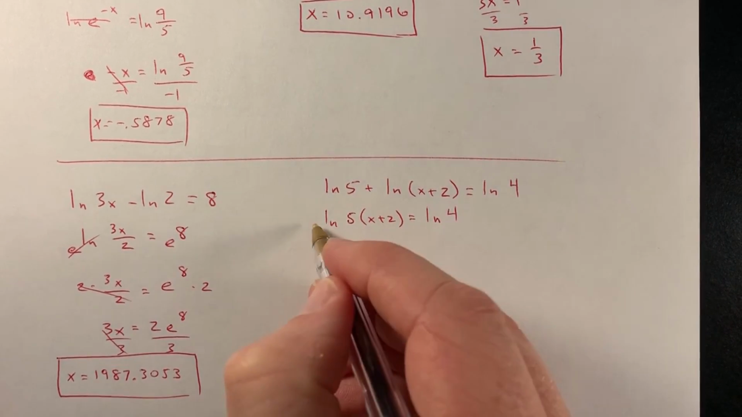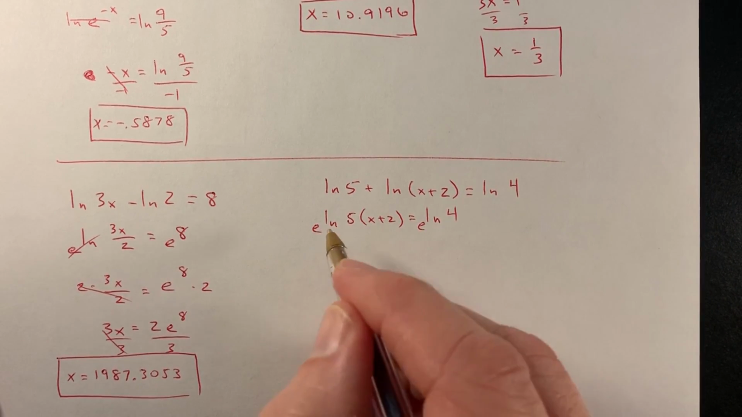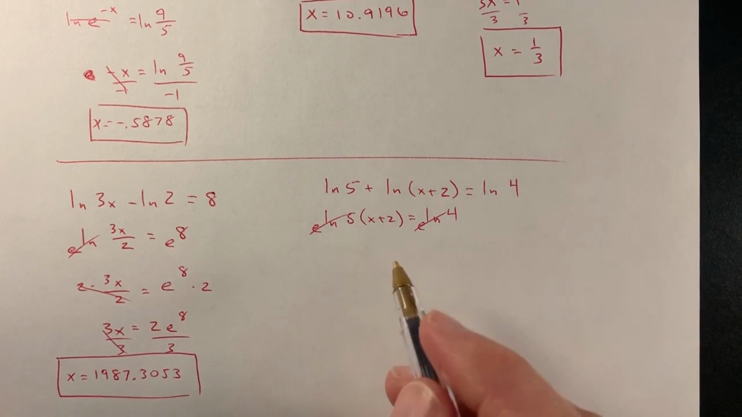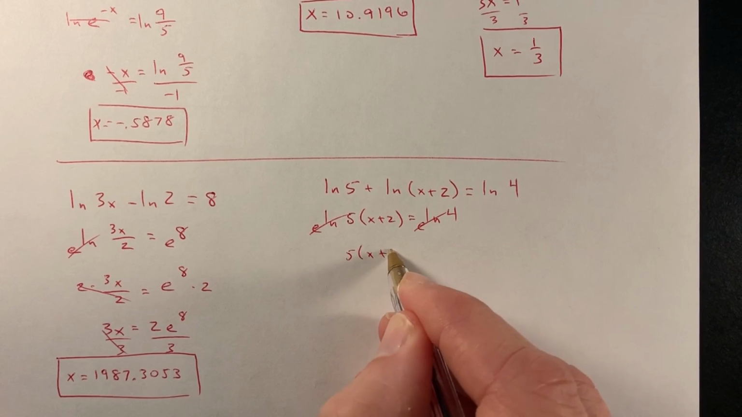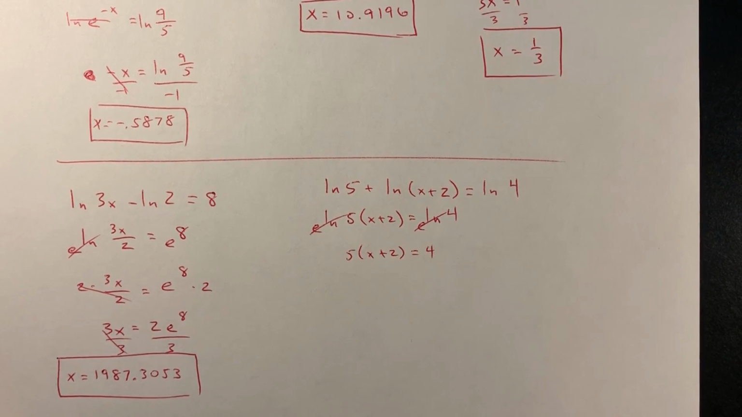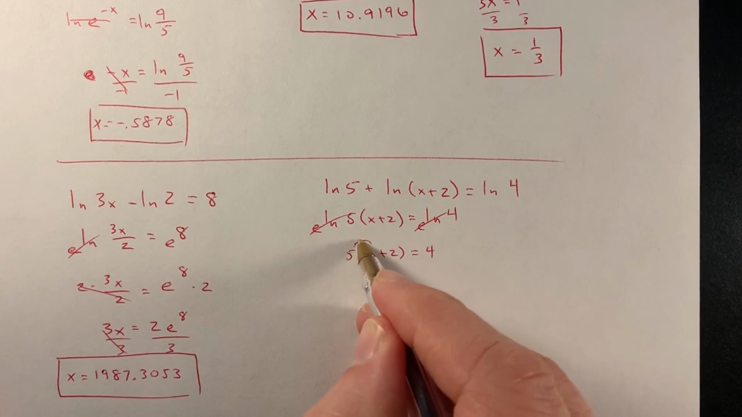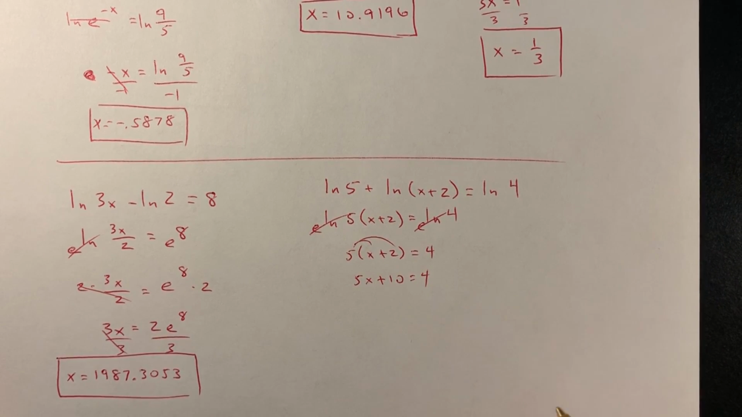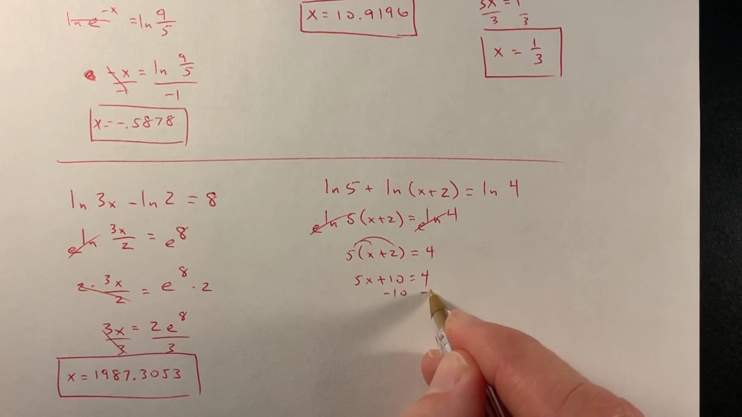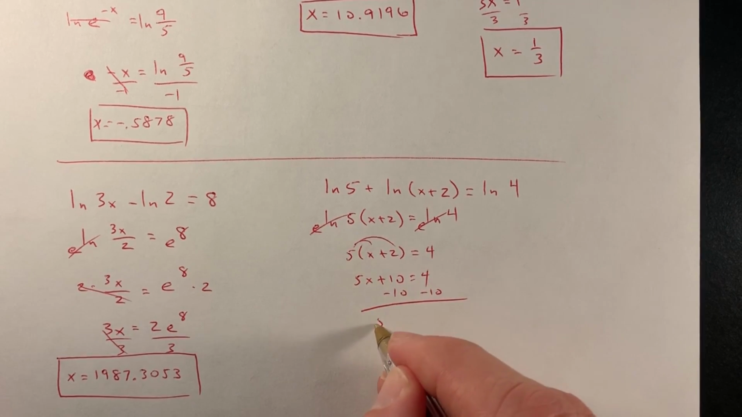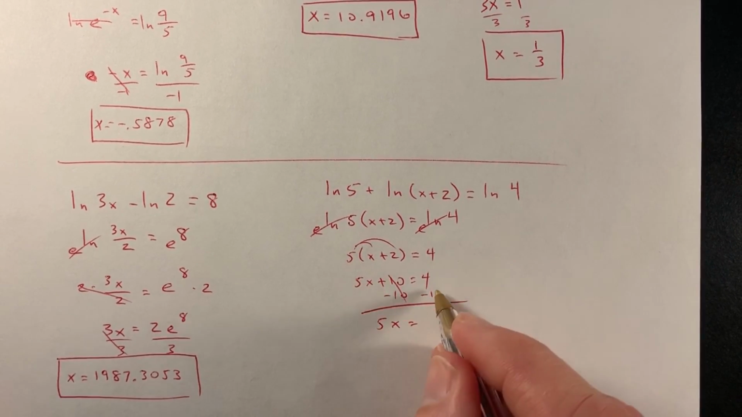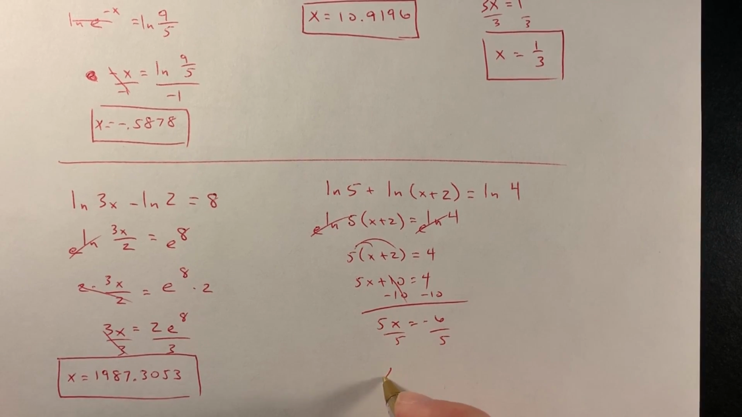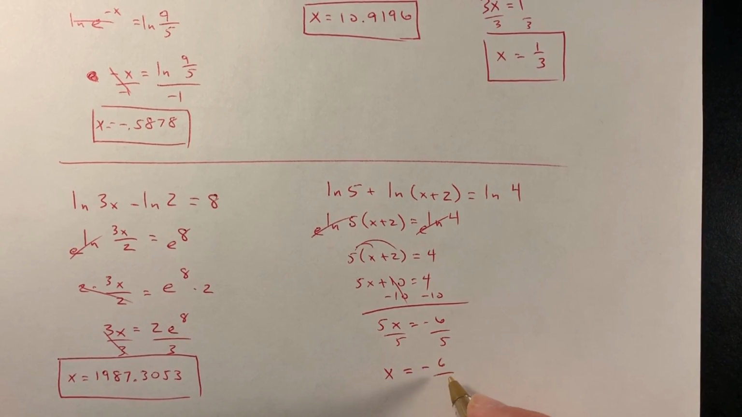Now, if I do base e on both sides, then the natural logs cancel on both sides. So I get 5 times x plus 2 equals 4. Then I can distribute. I get 5x plus 10 equals 4. Subtract 10. 5x equals -6. And divide by 5. x equals -6/5.